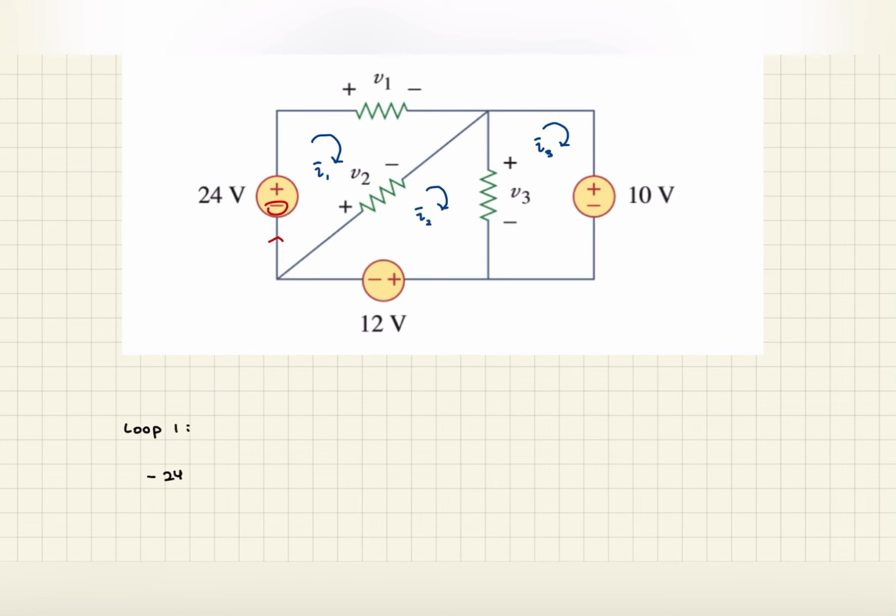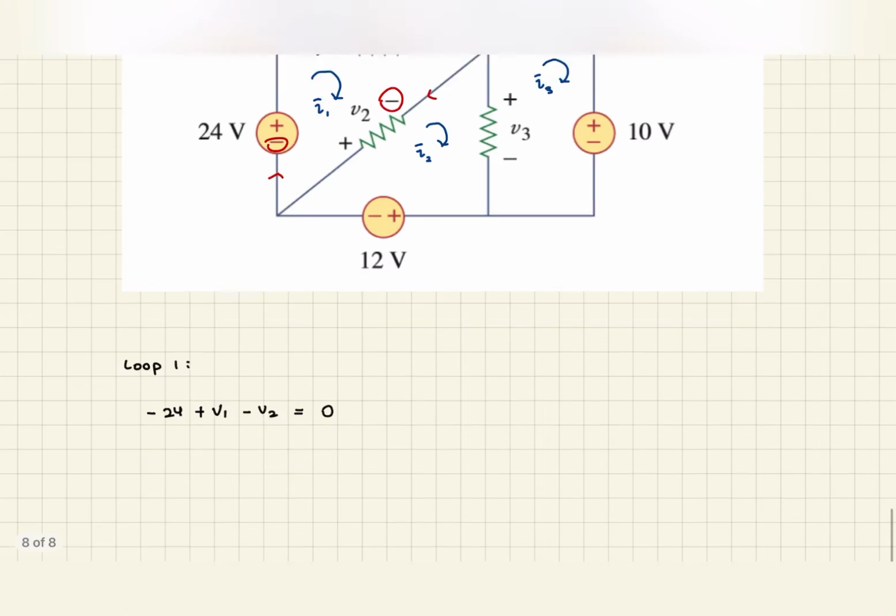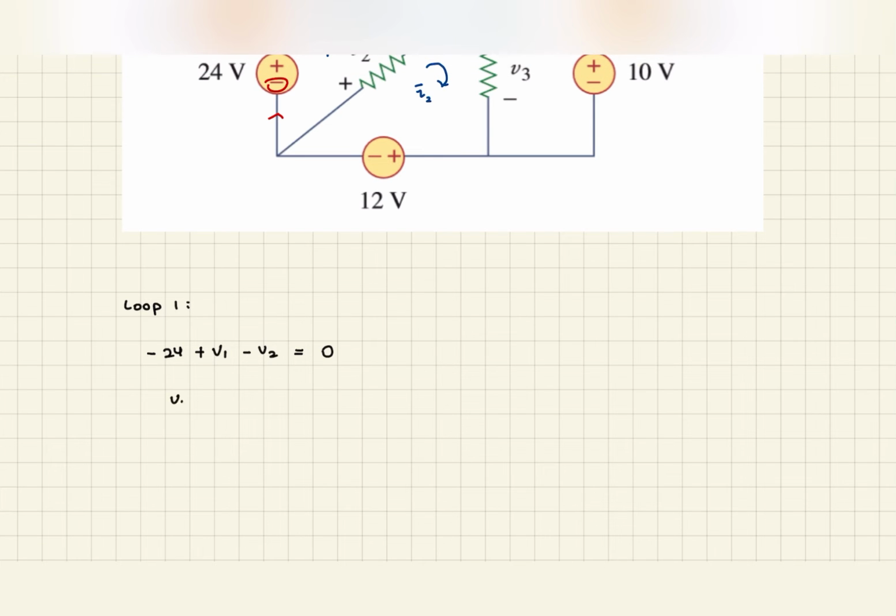And then it goes through the first resistor V1 through the positive terminal. So we write down V1 with a plus in front. And then next, it goes through V2 from the negative terminal. So we write down negative V2. According to Kirchhoff's loop law, this loop should equate to 0. So now, let's tidy up the equation. We will get V1 minus V2 equals 24. So this is going to be our first equation.